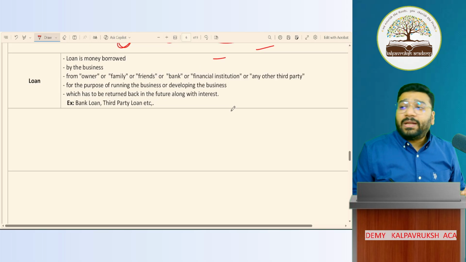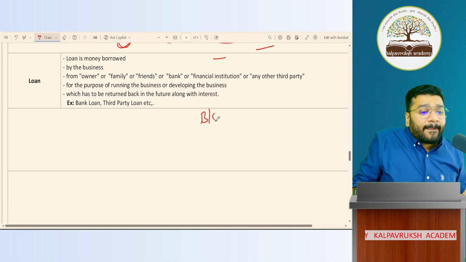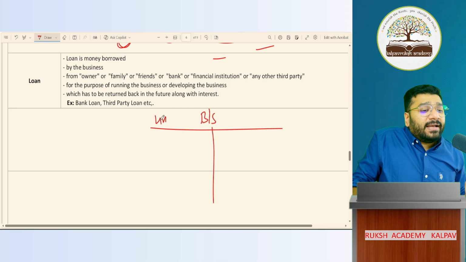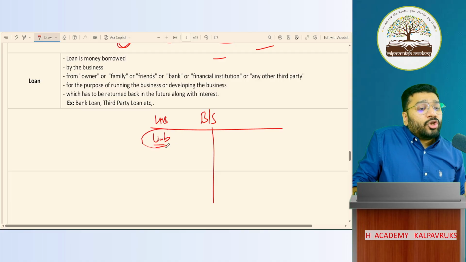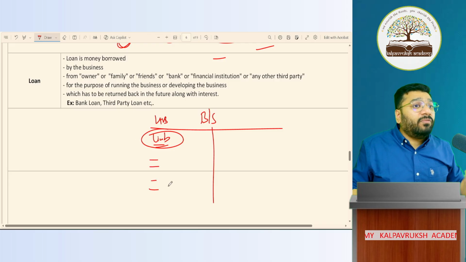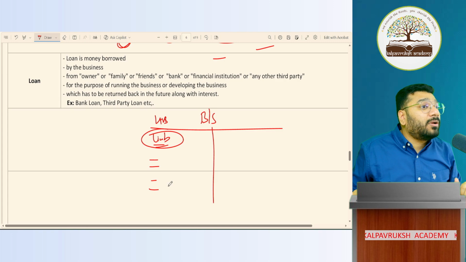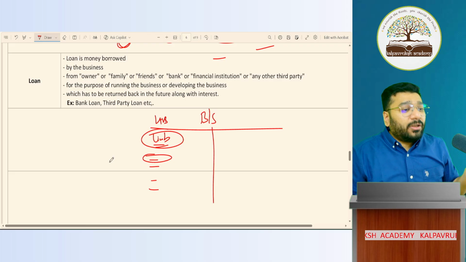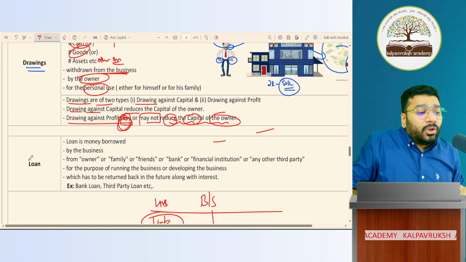So what are we discussing? We are discussing balance sheet items. In the left-hand side, we have an item called liabilities. We understood the meaning of liability, and under that, what all different items are coming. We're trying to understand each and every item separately. Got it, not got it? So under liability, what is the first item that we discussed? Capital we discussed. Now, the next item that we're going to discuss is loan.